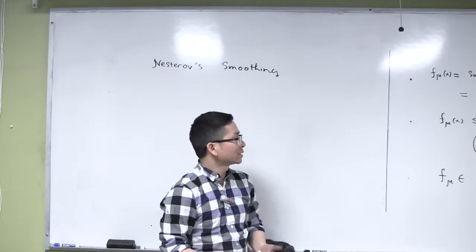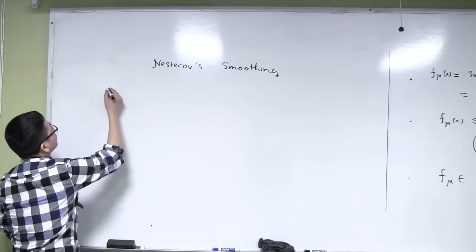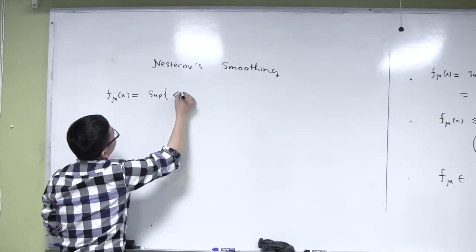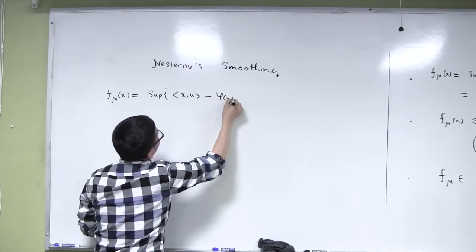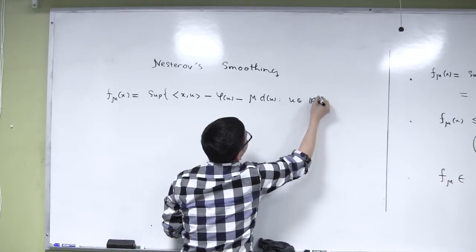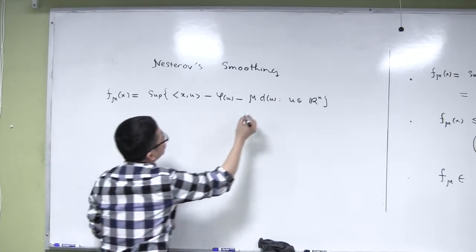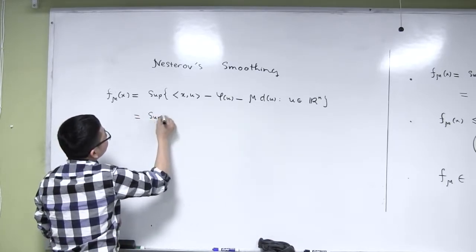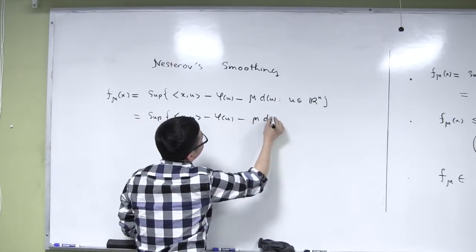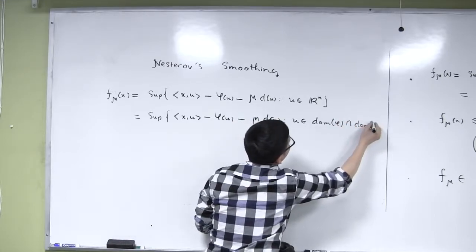Now I am going to prove that the approximation inequalities presented earlier are satisfied. So recall that f mu of x is equal to the supremum of the inner product of x and u minus phi of u minus mu times d of u, where u runs in Rn. I'm sorry, this is Rn. So remember that this is equal to the supremum of the inner product of x and u minus phi of u minus mu times d of u, where u runs in the intersection of the domain of the function phi and the domain of the function d.